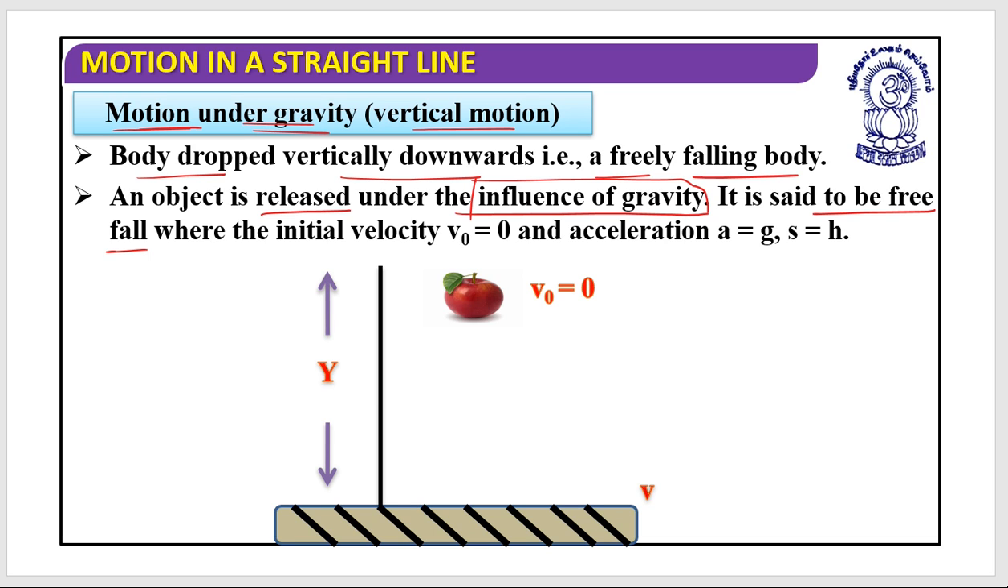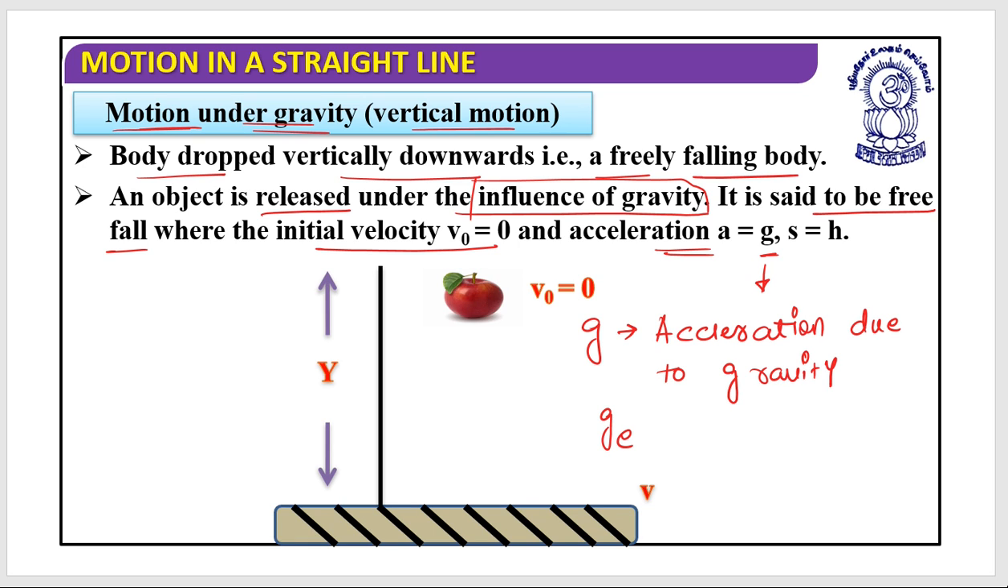When they say that your object is in free fall, that means your initial velocity would be 0 and your acceleration a would be g. I hope this g is clear to you. This g is the acceleration due to gravity.